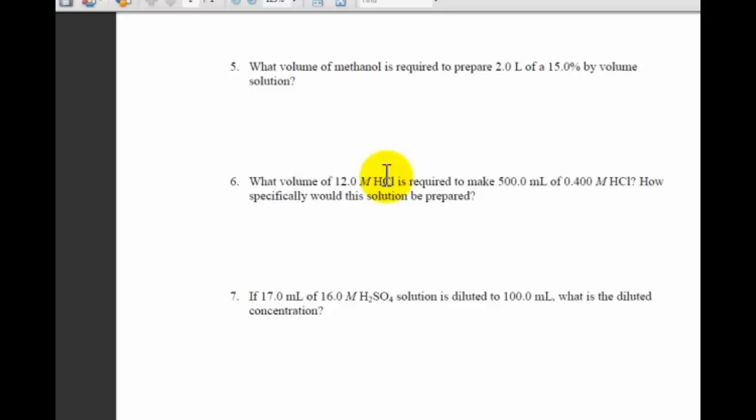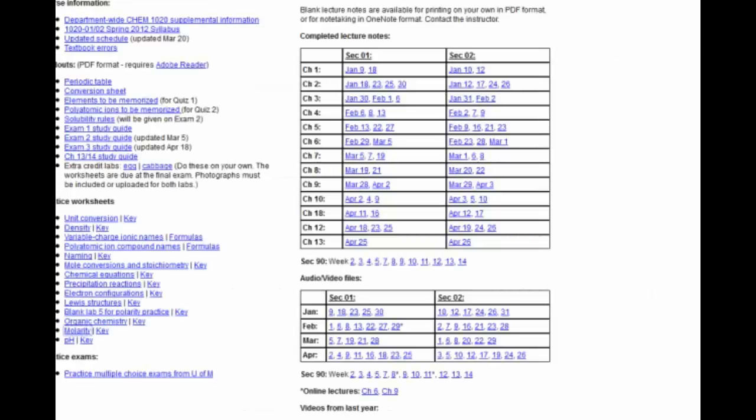Okay? You can tell this one is a dilution because we're talking about one solution here, or one concentration there, and a different concentration of that same solution here. Okay? So give those some practicing, and there'll be questions about this on the next exam.